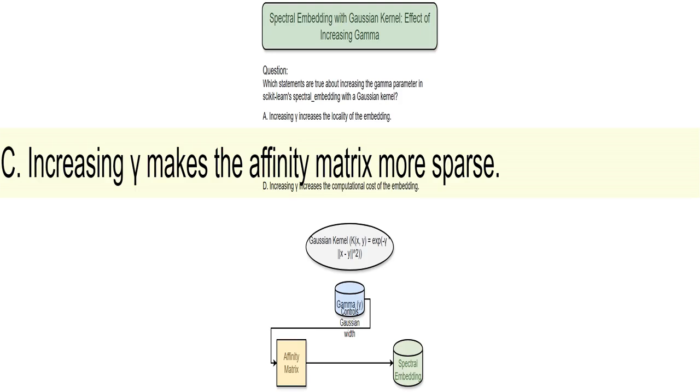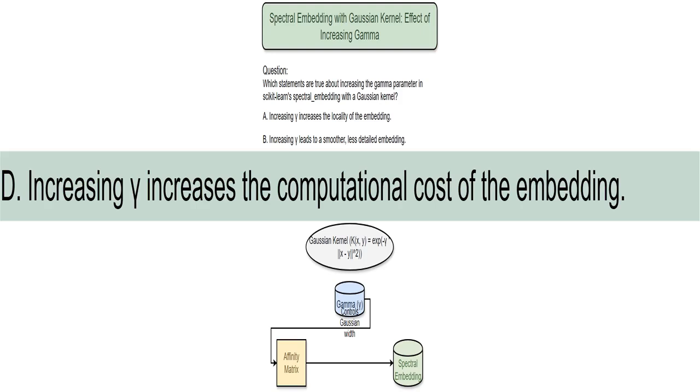I see this statement. Increasing gamma means that the Gaussian kernel's width decreases. This makes the similarity between distant data points drop quickly to almost zero. This means the affinity matrix, which represents the similarity between all data points, becomes more sparse, meaning there will be more zeros in it. It's not always completely true, though, because it depends on the original matrix sparsity. I understand this statement too.